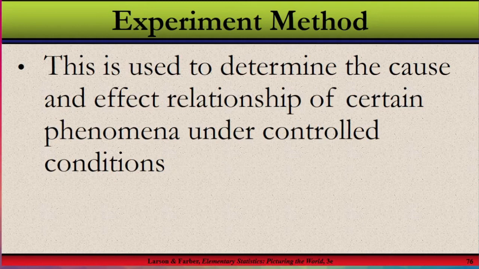So this is used to determine the cause and effect relationship of certain phenomena under controlled condition. So yan, experiment. Science, nag-experiment tayo. So kailangan nating mag-conduct ng experiment para malaman natin kung ano magiging epekto ng experiment natin sa ginagawa natin. So yan. Alam niyo naman yung experiment method. So it's either about science or not. Kumbaga, nag-conduct tayo ng isang research. Tapos, inalam natin kung ano yung magiging epekto ng research natin dito sa isang certain na pinag-aaralan natin. So, yun yung experiment method.